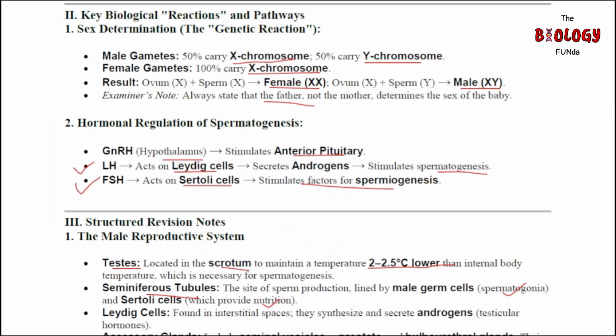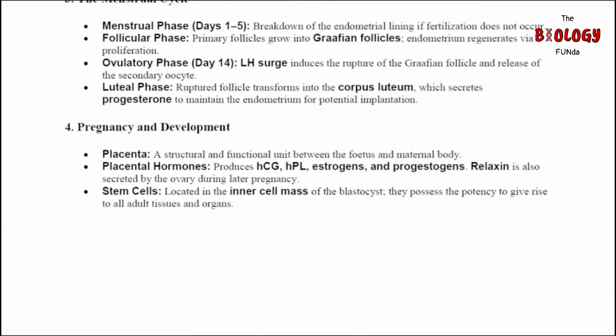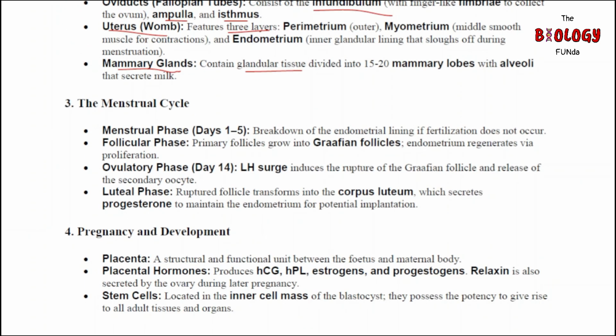Then we have the menstrual cycle. Menstrual cycle consists of 4 phases: menstrual phase, follicular phase, ovulatory phase and luteal phase. Menstrual phase is day 1 to 5 which is when females get periods. It is the breakdown of the endometrial lining if fertilization does not occur.